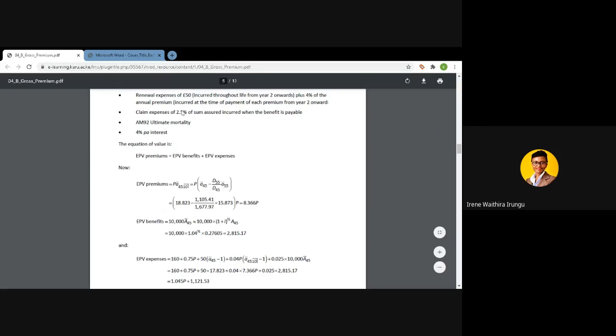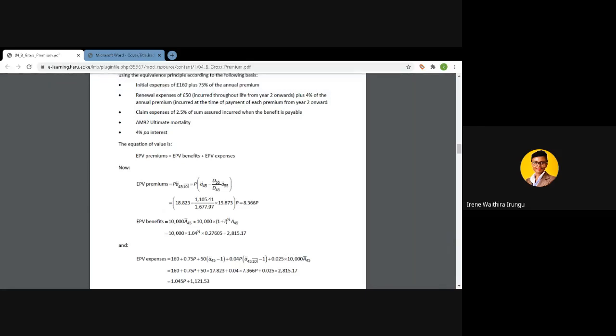So we can look at the next expense, which is the claims expense. This claims expense is 2.5% of the sum assured, of the EPV of the sum assured, which is what we had earlier determined in the EPV of the benefits. So once you have this, the rest is now substituting directly in the formulas. These values are tabulated and then solving for the expected present value of the expenses.